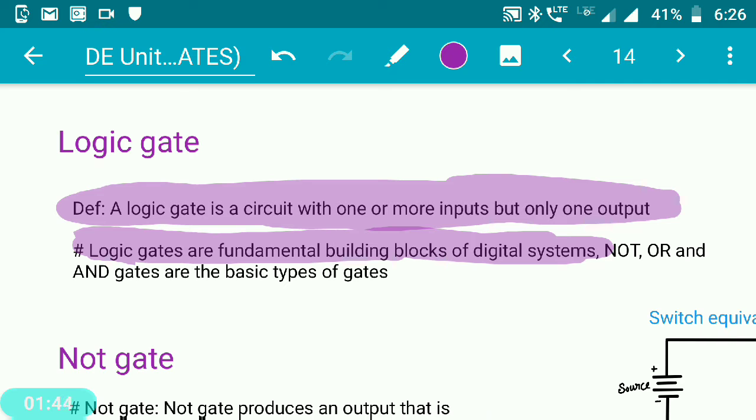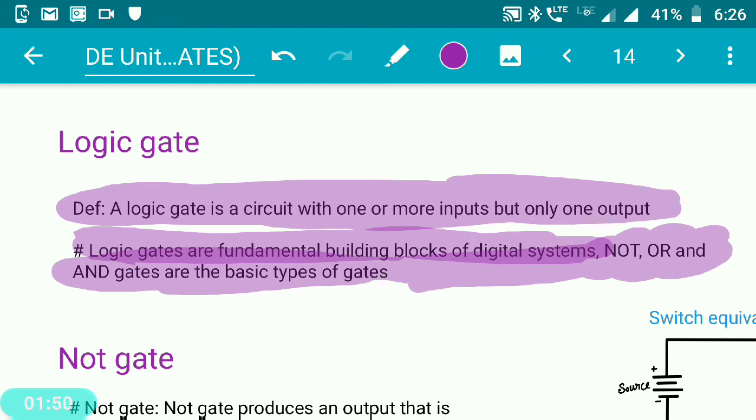After that, not gate, or gate, and and gate are the basic types of logic gates. Very important, you have to remember this. Not gate is your basic logic gate, or gate is your basic logic gate, and and gate is your basic logic gate. All other logic gates are combinations of any two of these three, or all three. So the three basic logic gates are not gate, or gate, and and gate. Keep this in your brain very clearly.